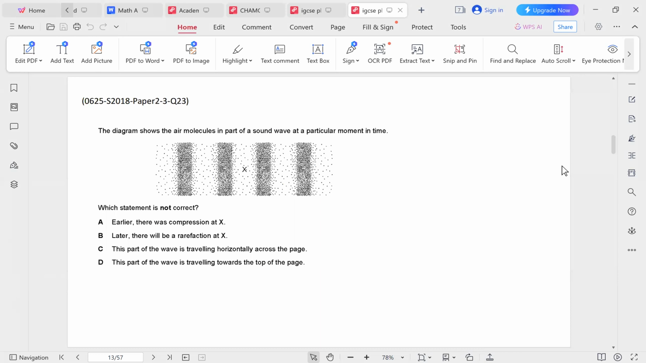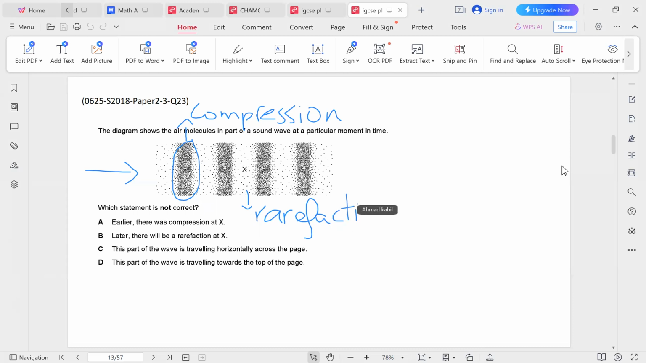The diagram shows the air molecules in part of a sound wave at a particular moment in time. Which statement is not correct? So like we said, in sound waves, the way that the wave travels creates compressions and rarefactions, similar to this diagram here. So basically, this is what we call a compression. And this is an area of high pressure where the particles of the air are close to each other. And this creates what we call a rarefaction, where the particles are relatively farther away from each other and we have low pressure.